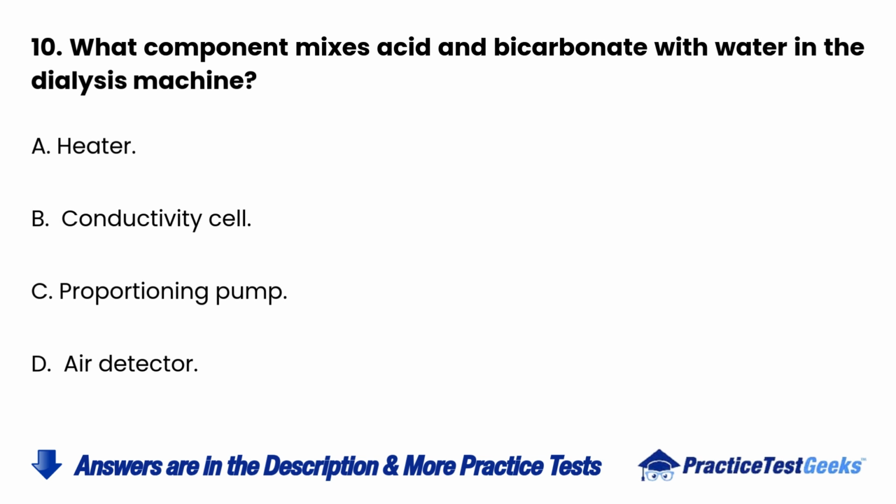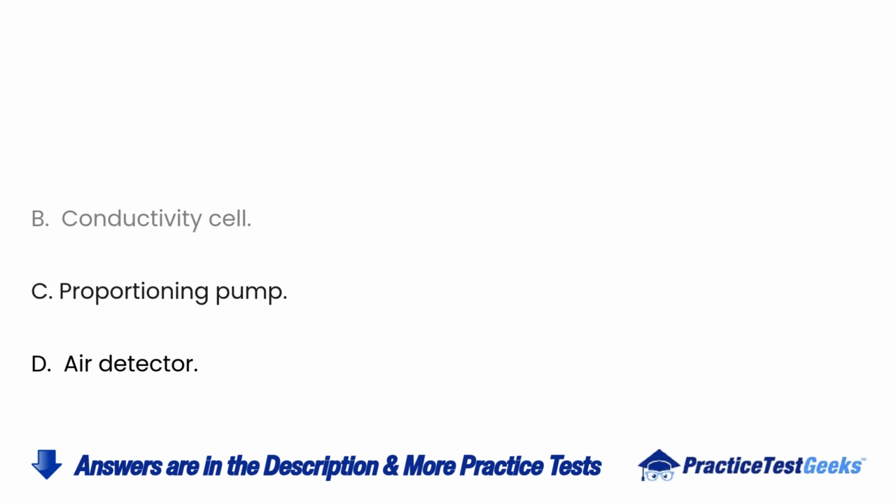10. What component mixes acid and bicarbonate with water in the dialysis machine? A. Heater. B. Conductivity cell. C. Proportioning pump. D. Air detector.